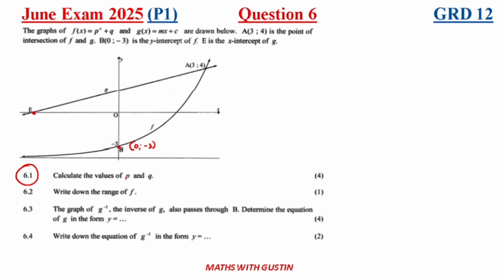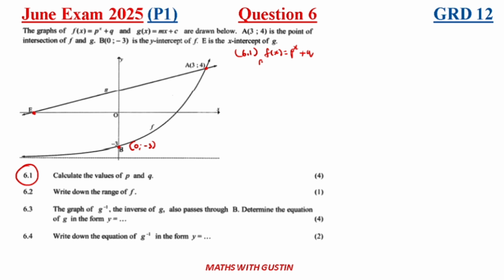6.1 says calculate the value of P and Q. Right, in this case, what do we have? We've got f of x is equal to P to the power of x plus Q. So now what do we have here? We've got 2 points on this graph, which is interesting. We've got B, and A also lies on the same graph.